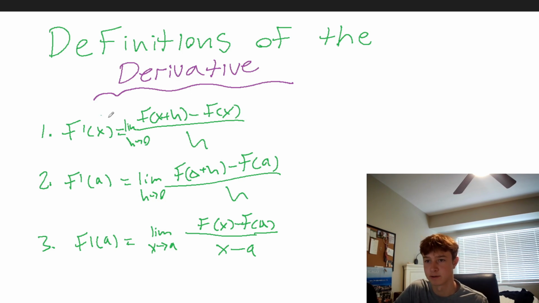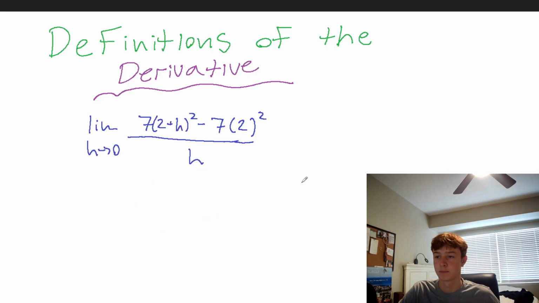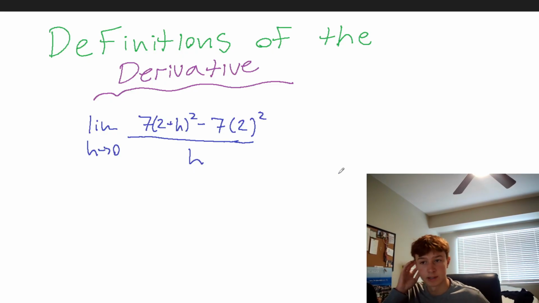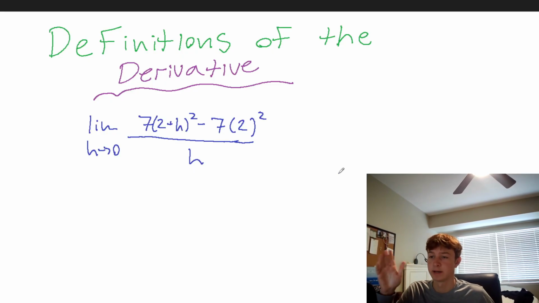So each of these conceptually just represents a derivative. In the first case, it's a derivative of a function, and in these two cases, they're derivatives at a point, with a being the point. But really, you just have to be able to identify each of these, and the problems that you're going to see, like on the AP test, are going to look something like this. All you really need to be able to do is identify each definition of the derivative.